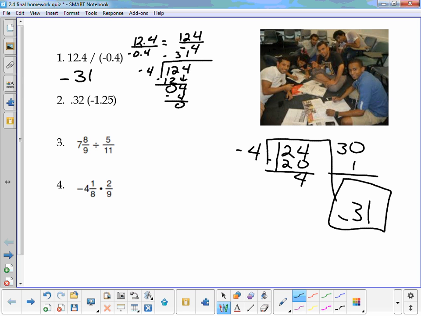So there's our dividing. The key thing that we want to talk about is right up here when we divide. Let's not divide by decimals. We want to change this decimal to a whole number. So all we're doing is whatever you do to the top, you have to do to the bottom. I'm multiplying both of them by 10 to make it 124 divided by a negative 4. Okay?